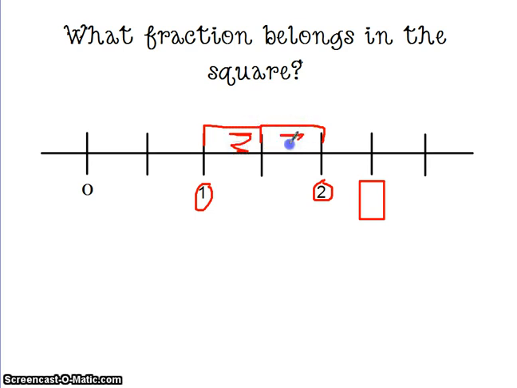1, 2. So what are we counting by? Halves. We don't call that fraction 1/2, we call it a half. Okay, so we're going to label it. Here's 1. If I add a half, now I have 1 and 1/2. Add another half, I have 2. Add another half, and I have 2 and 1/2. If I add another half, I have 3.